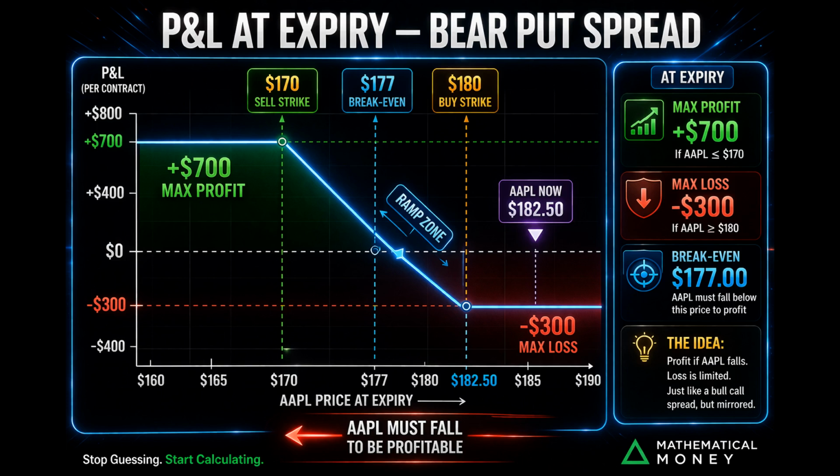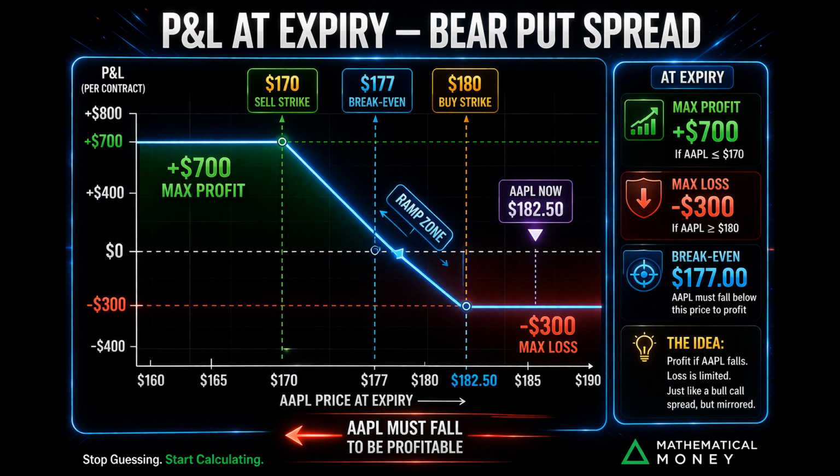You achieve this when Apple closes at or below 170 at expiry. At 170, the long 180 put is worth $10 intrinsic value. The short 170 put expires worthless. Spread value, $10. Net result after deducting the $3 debit, $7, 233% return on the capital at risk.